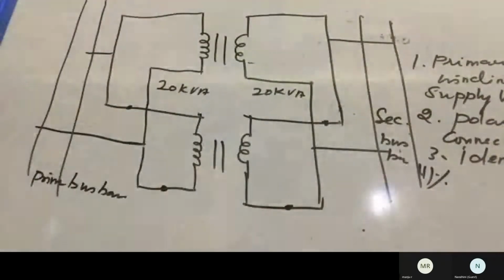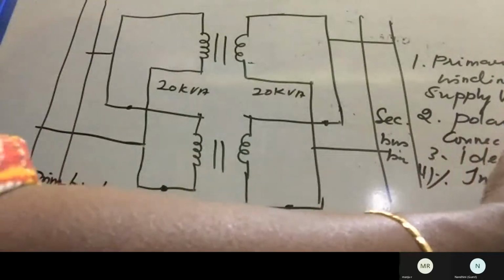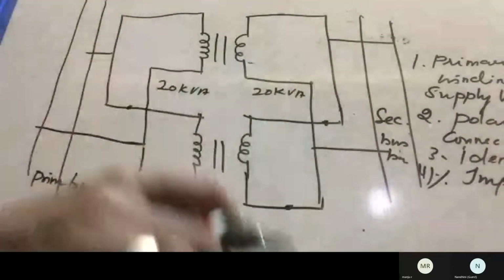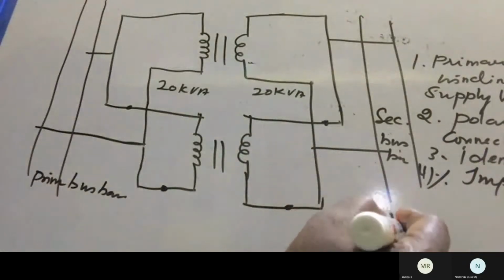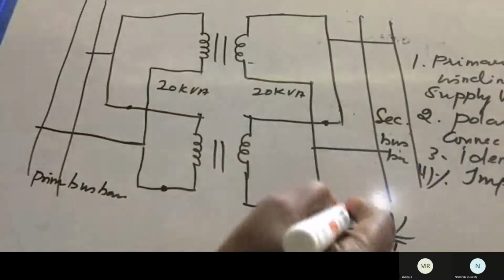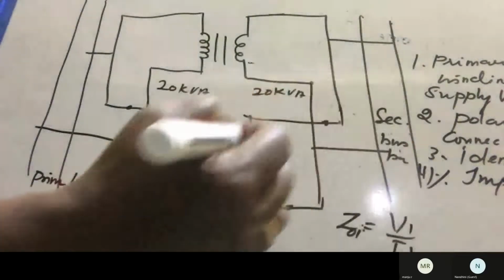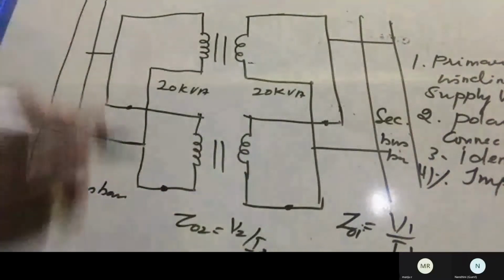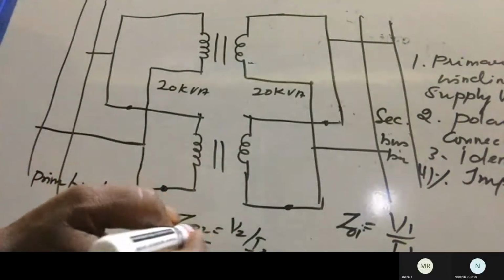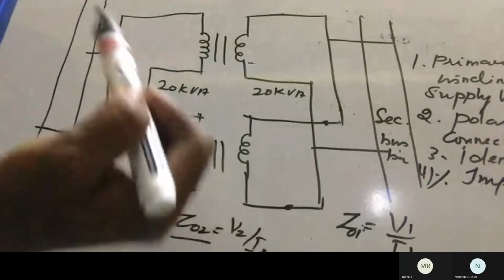Fourth, the percentage impedance will be of equal magnitude. So what is that impedance? How can we calculate it? Is it equal to V by I? In the case of Z01, we can take Z01 equal to V1 by I1, or Z02 equal to V2 by I2. Z01 and Z02 are nothing but the equivalent impedance referred to primary as well as secondary.